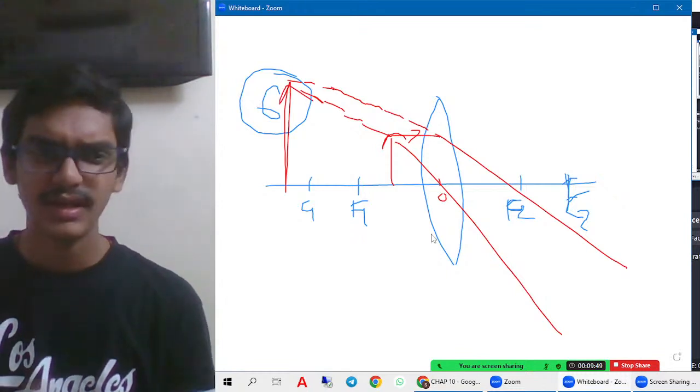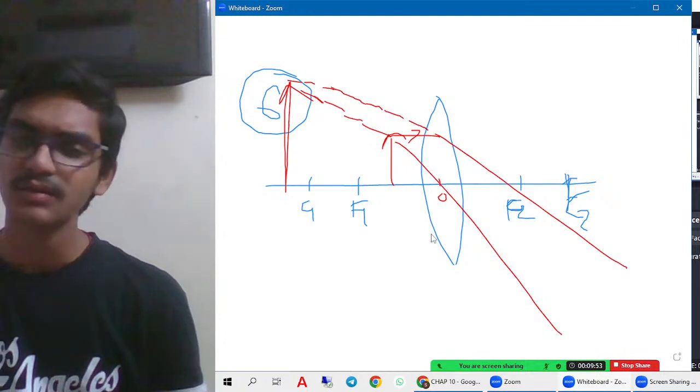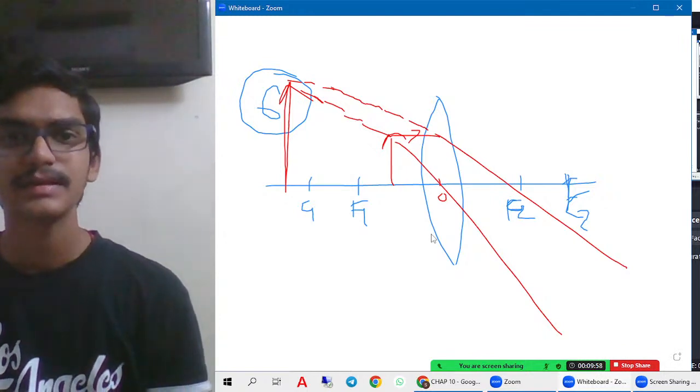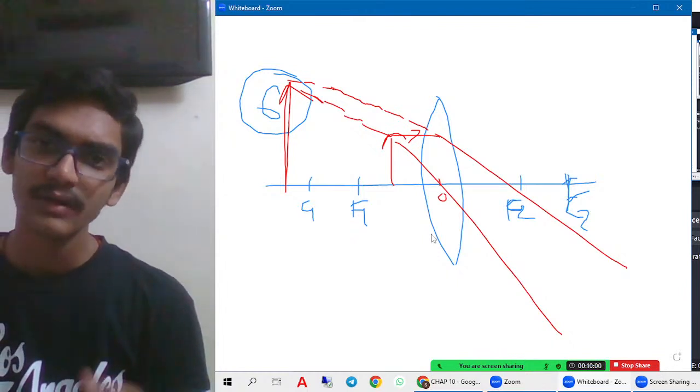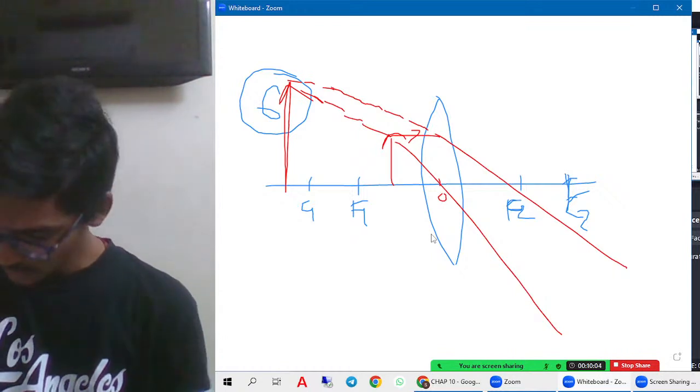You can take anywhere. It is not particular that the image should come only at C1 or F1. It is not that. You can just say that the image is actually formed behind the lens, or the image is actually formed on the same side of the lens, on the same side of the object. So that is the case.